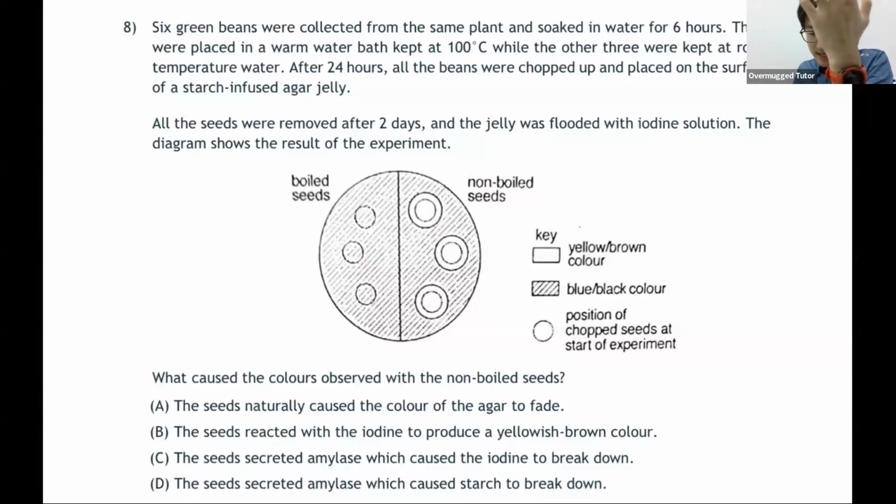So we must understand first: why would the seeds even have amylase in the first place? How can we possibly understand for seeds? We have never learned this. Nobody ever told you that seeds have amylase. Why do seeds have amylase? What is it for?